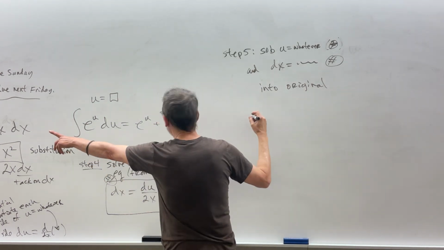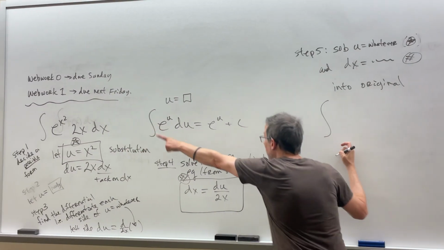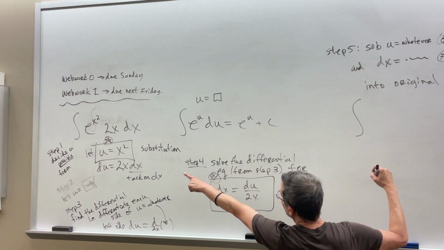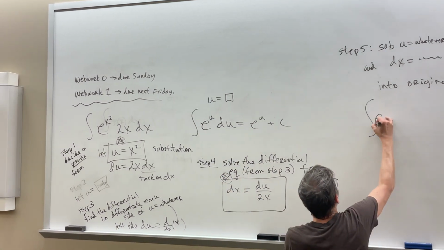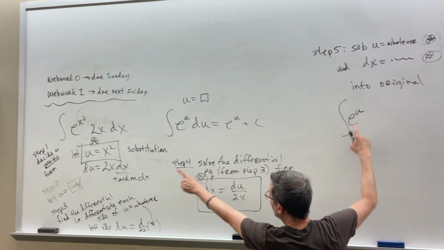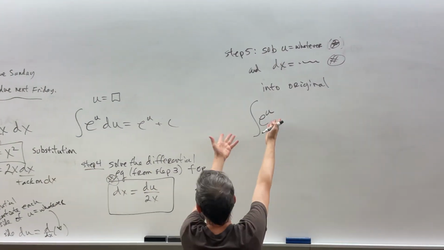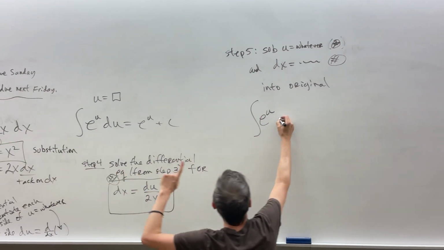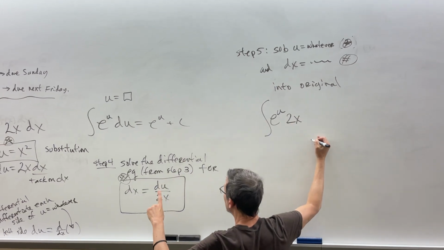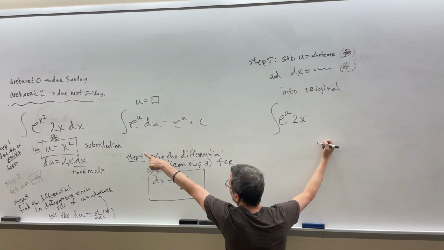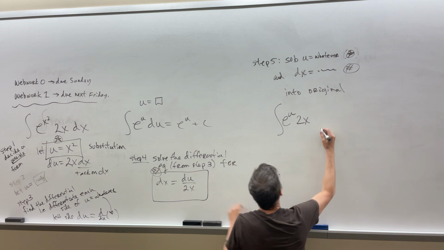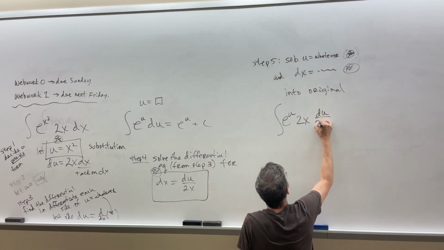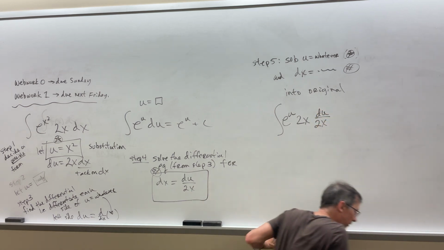So what that's going to look like is I have integral e to the x squared. Well, x squared is u. Right? I said I'm going to replace x squared with u, so I'm doing it now. And then I've got 2x. I'm copying that over. And then the dx gets replaced with this expression. So I've got du over 2x. Take a look at that.